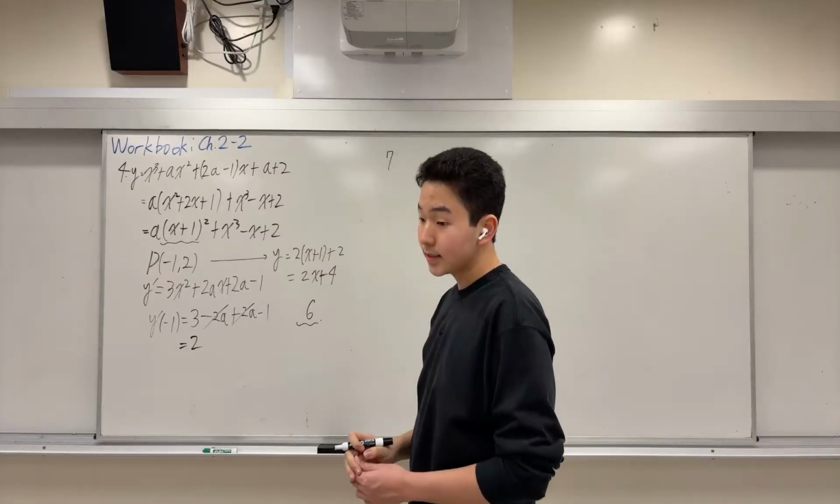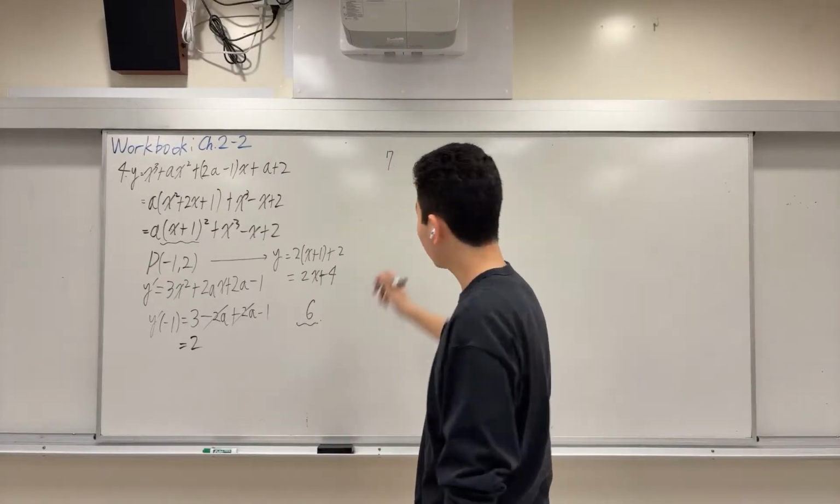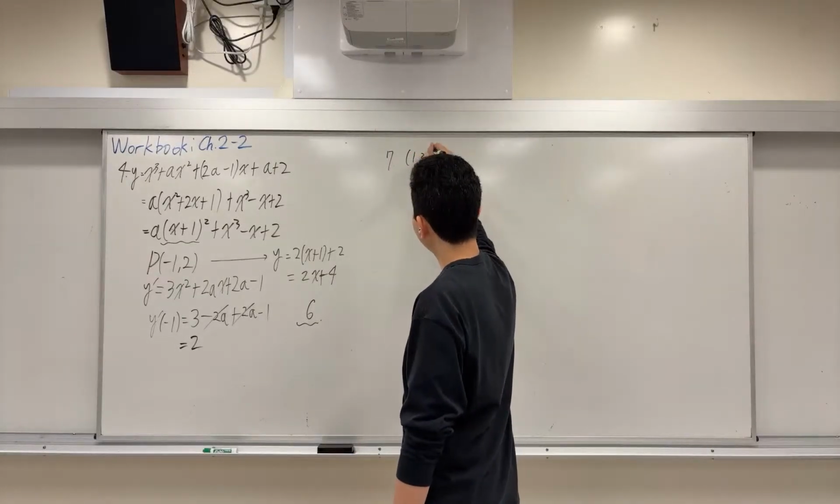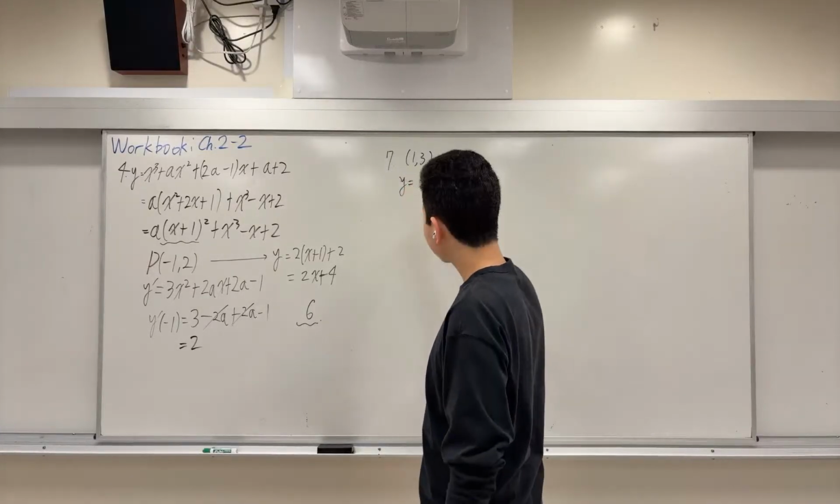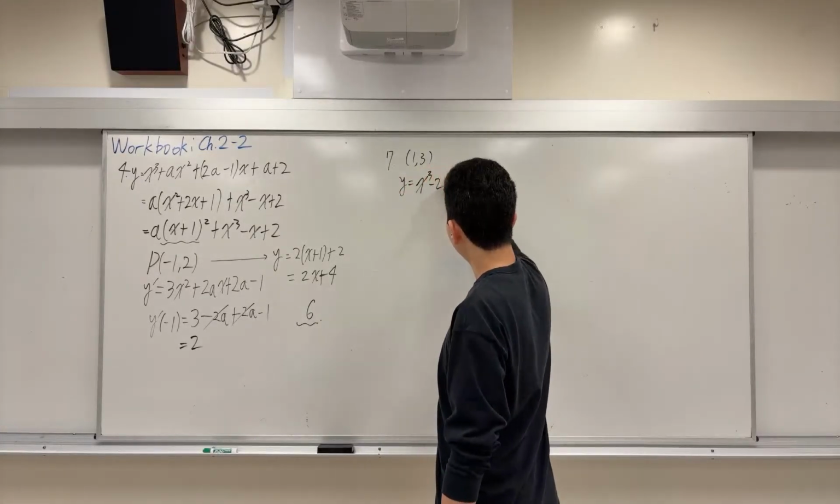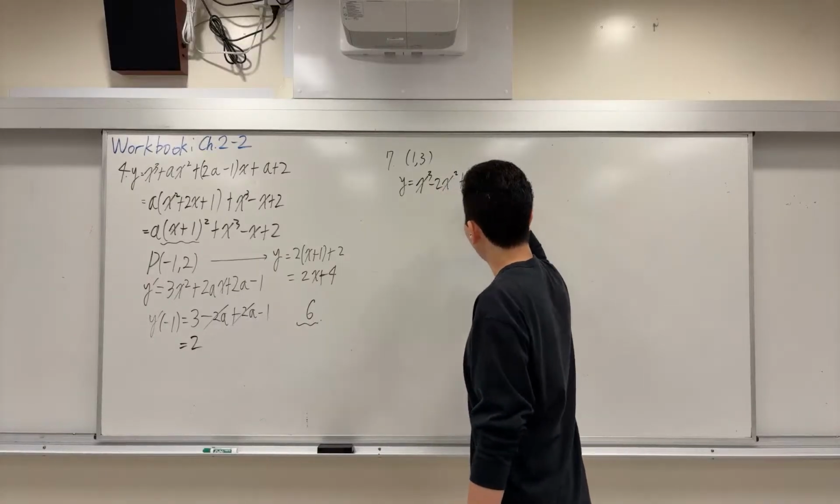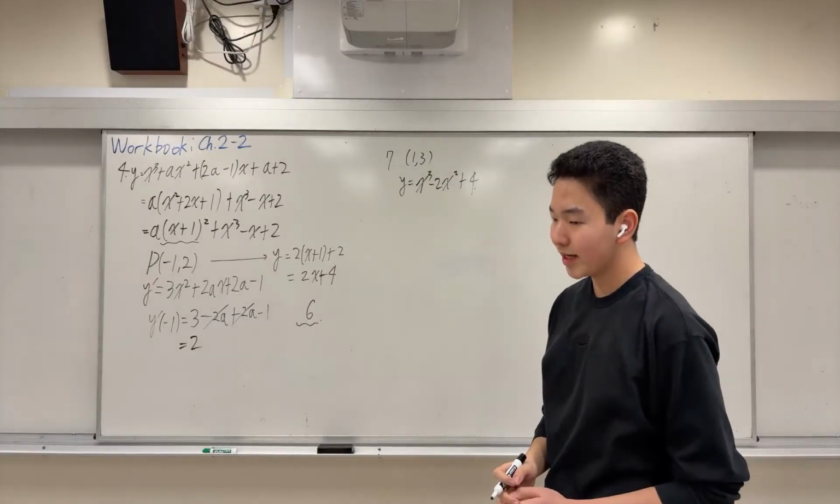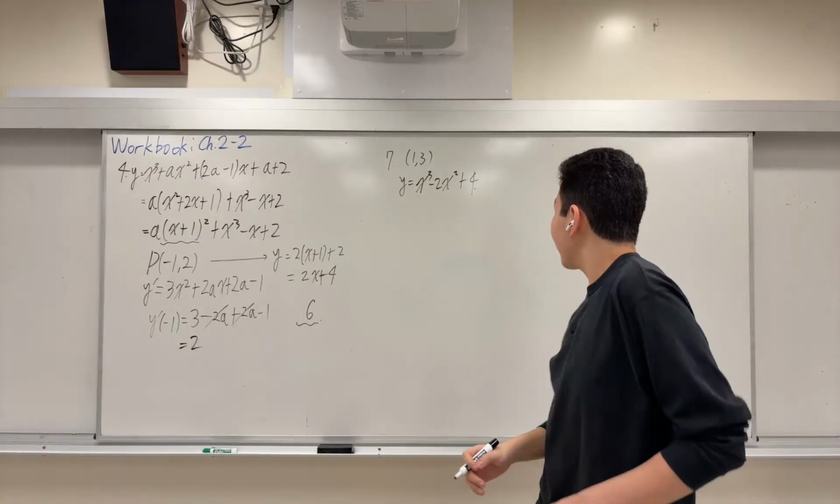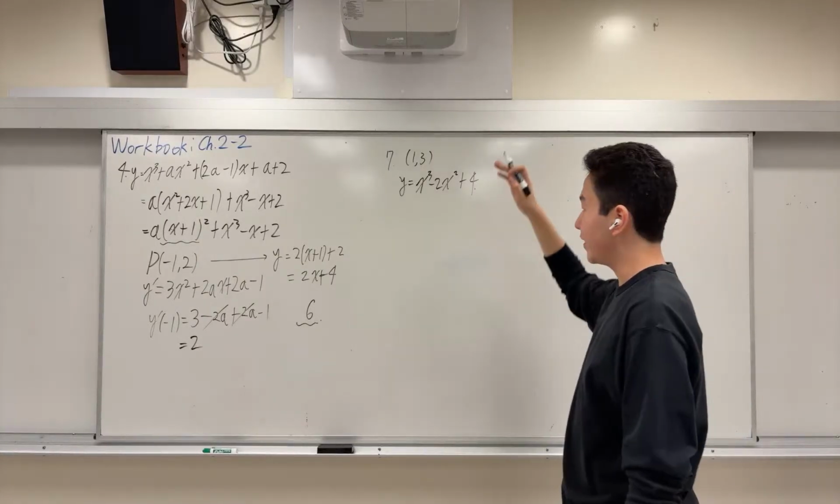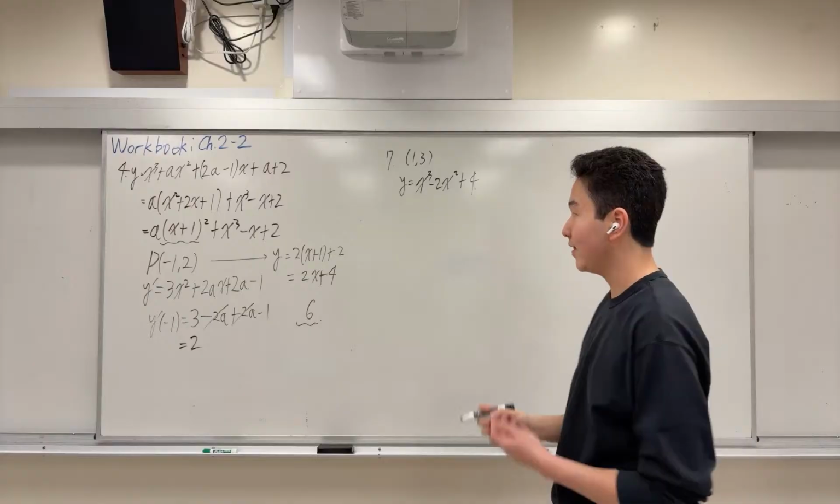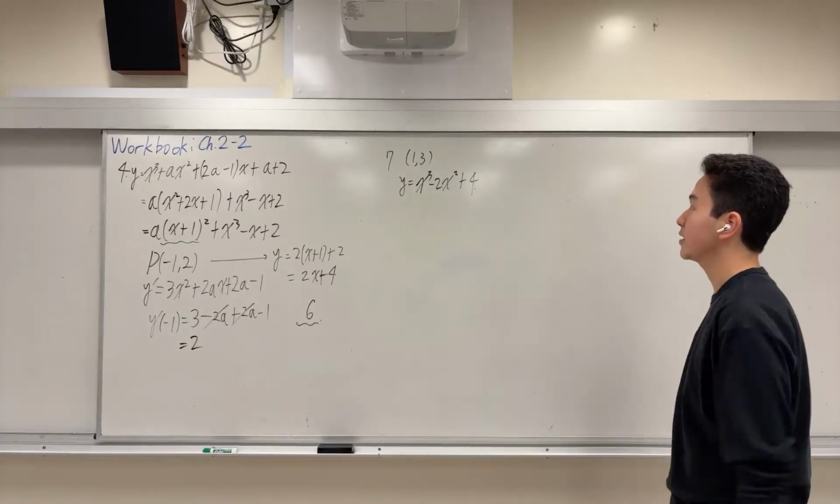Okay, 7 asks us about the tangent line at point (1, 3) on the curve y equals x cubed minus 2x squared plus 4, and the x-axis and the y-axis. All right, so we first need to find the equation of the tangent line, and then we'll draw it out on the xy plane and try to get that area surrounded by those 3 lines.